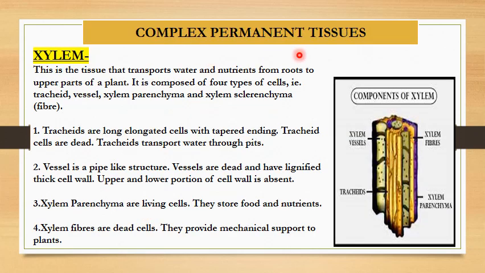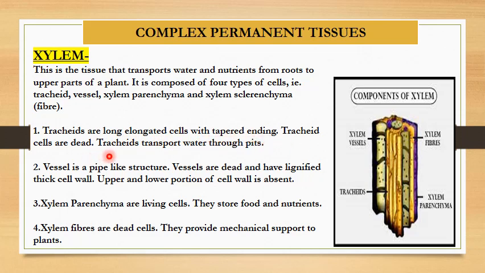Complex permanent tissues. Xylem. This is the tissue that transports water and nutrients from roots to upper parts of a plant. It is composed of four types of cells: tracheids, vessels, xylem parenchyma and xylem sclerenchyma, also known as xylem fibers. Tracheids are long, elongated cells with tapered ends.